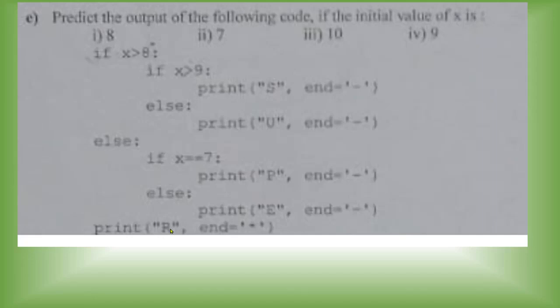See the first case one more time. I'll explain the first case, that is x is 8. 8 greater than 8, condition false. So it jumped to the else part. 8 equal to 7, condition false. So it will jump to the else part. You will get the answer E. E hyphen, there is an end there. So E hyphen. Then the next R will be displayed. R is a common statement. R hyphen. So in the first case you will get the answer E hyphen R hyphen. In the same way calculate the remaining part. Calculate with x as 7 and x as 10.